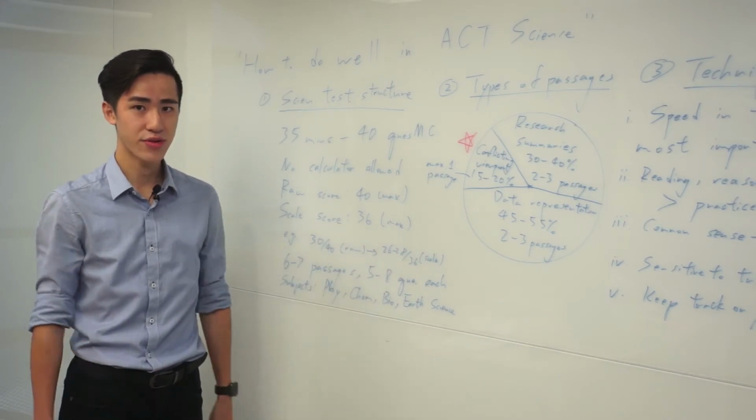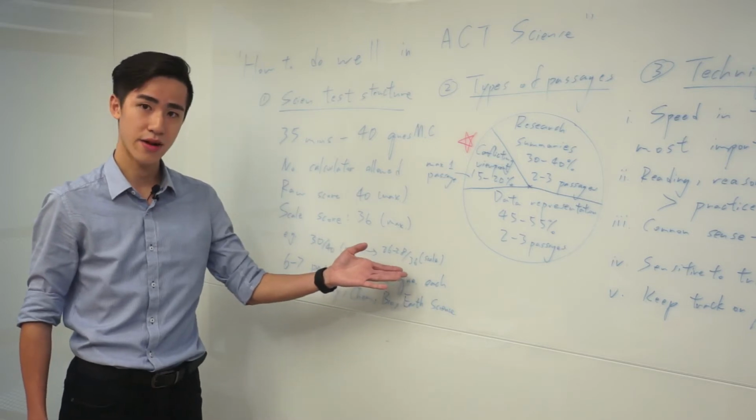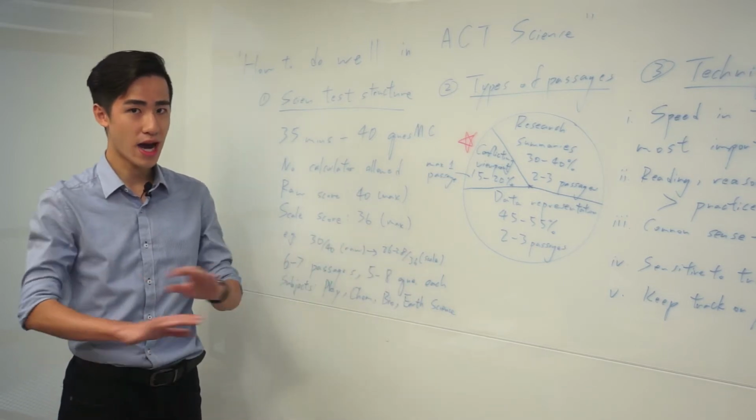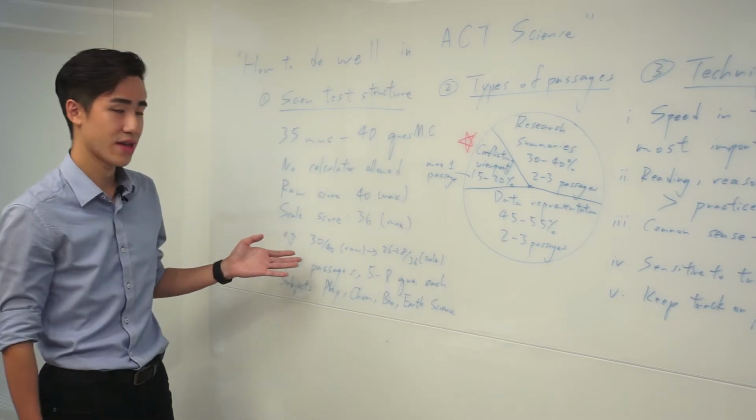The average, I can tell you, for ACT Science is around 28 out of 36. So if you want to beat half of the candidates, I think you may need to get 32 or above for your raw score.